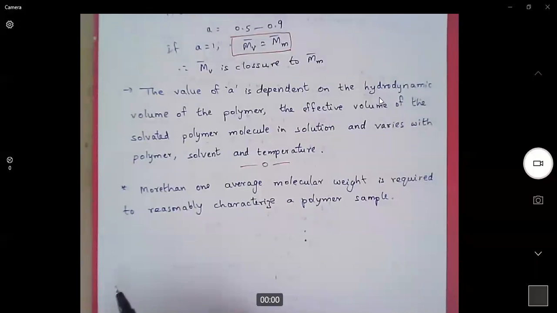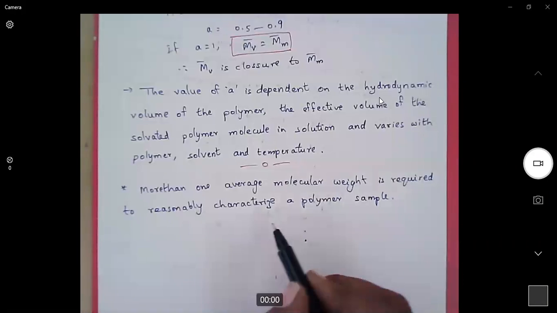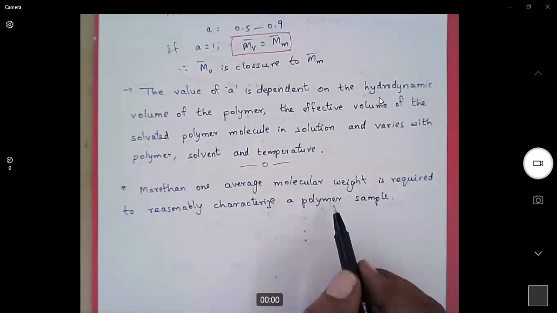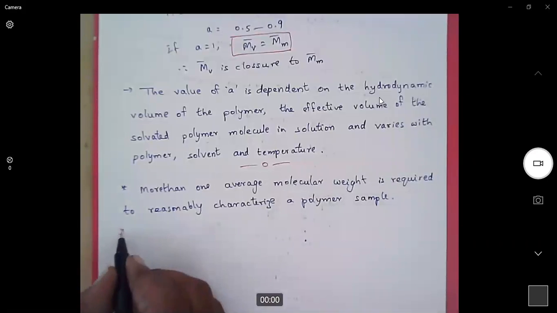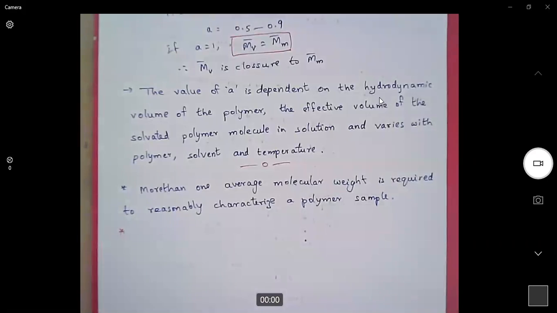Now, overall remarks on these polymer average weights. More than one average molecular weight is required to reasonably characterize a polymer sample. So any one of them is not perfect, number average, mass average or viscosity average. We need more than one technique, at least a minimum of two techniques to determine the molecular weight of a polymer.